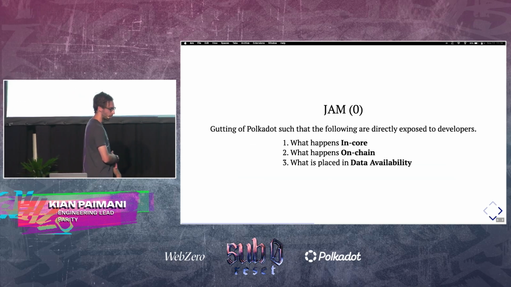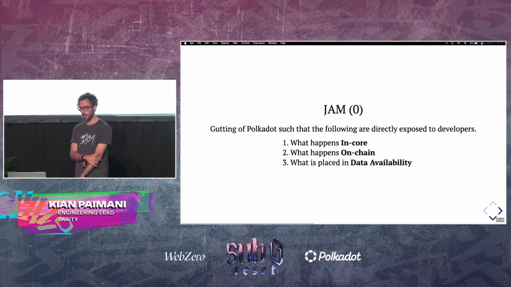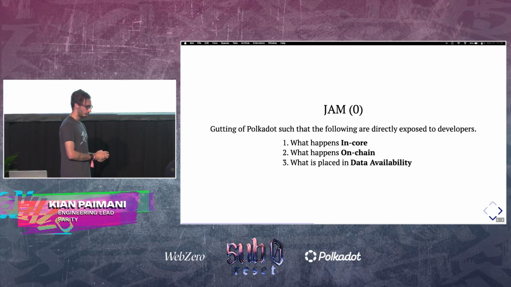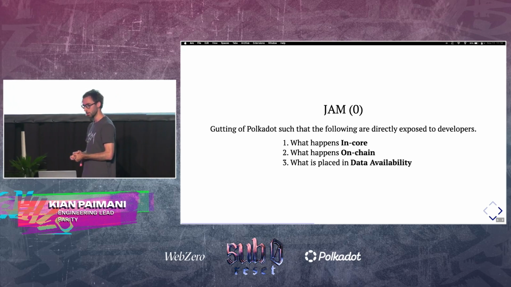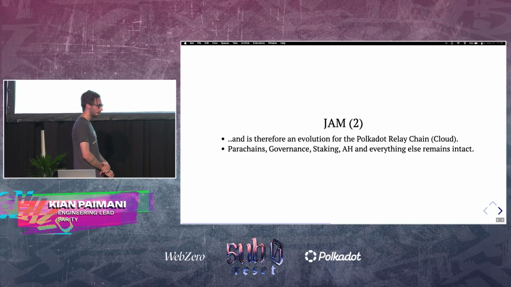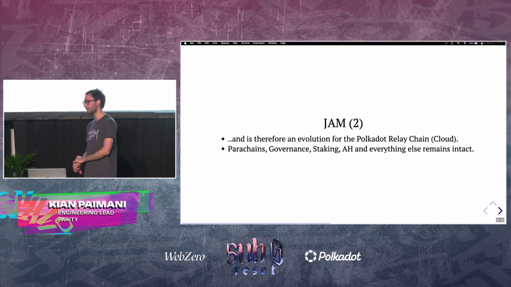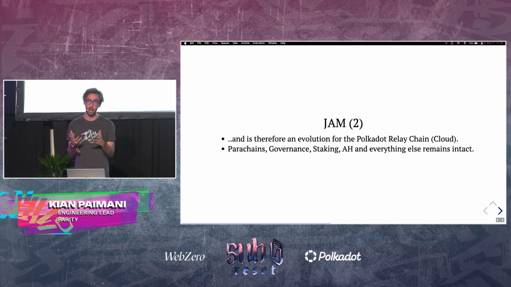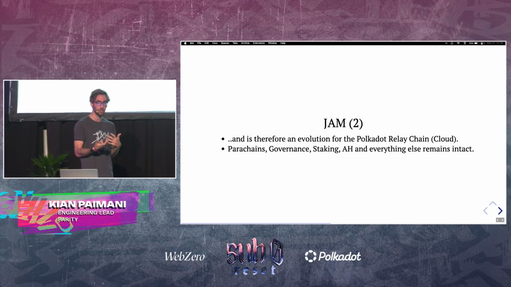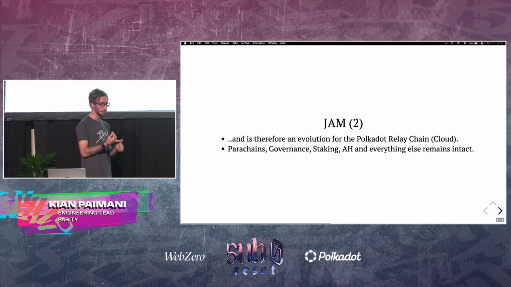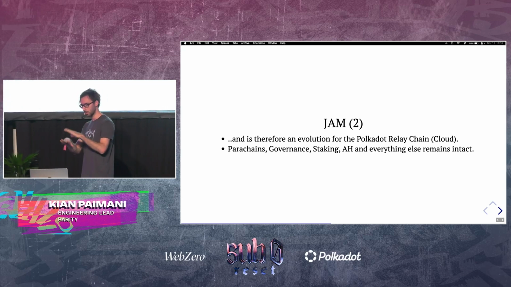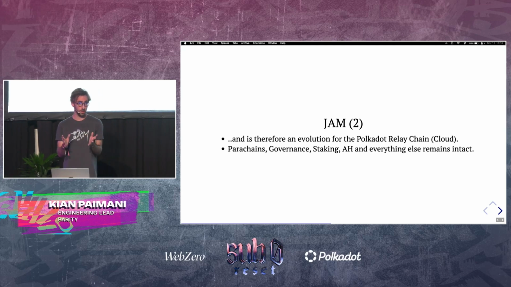I can describe JAM at an architectural level as a gutting of Polkadot, such that what happens in core and what happens on chain and what you put into the data availability or read back from it is up to you. And finally, with this, I can sort of conclude that JAM is an evolution of not Polkadot as an ecosystem or as a whole, but rather it's an evolution of the Polkadot relay chain. It doesn't affect things like the existence of Parachains, the governance system, the staking system, the existence of Asset Hub and the DOT token. Everything remains intact.